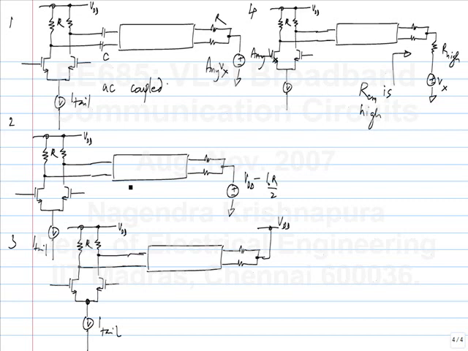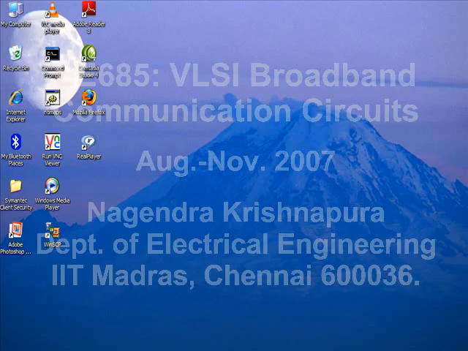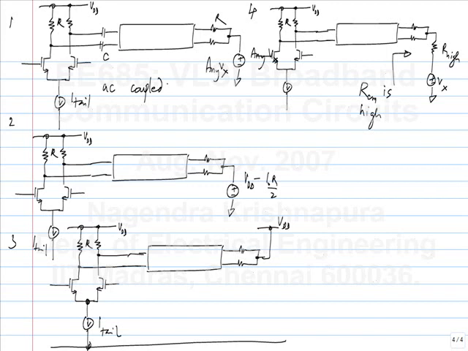VDD into I-tail. In the third case, what is the power dissipation? No, whatever it is, what's the total power consumption? VDD into I-tail. Because the total current flowing out of VDD is the same thing that is flowing into ground, and that is I-tail. So the power consumption is the same in all cases. It is just VDD times I-tail.